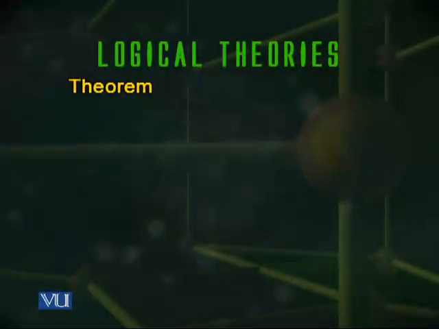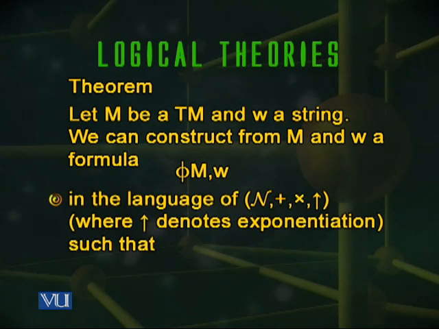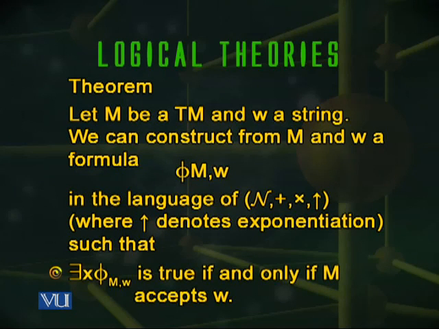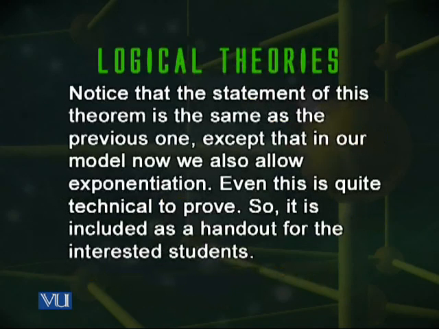The proof is very technical and it has a lot of technical details. So we're just going to briefly discuss the proof in this lecture. So the theorem we want to prove is, let M be a Turing machine and W a string. We can construct from M and W a formula phi of M,W, and this is going to be in the language of number theory with exponentiation such that there exists x phi of M,x is true if and only if M accepts W. Notice that the statement of this theorem is the same as the previous one, except for now our model allows us to use exponentiation.